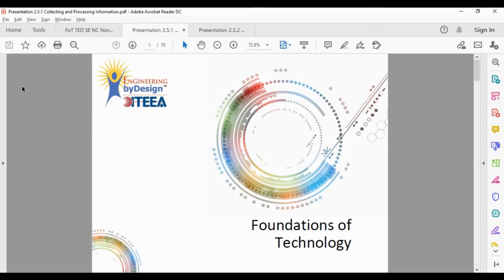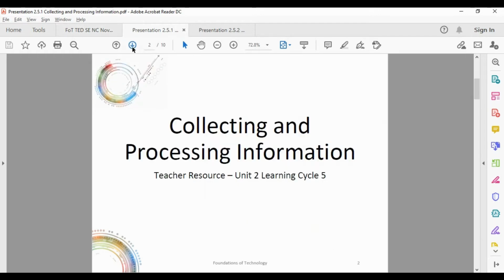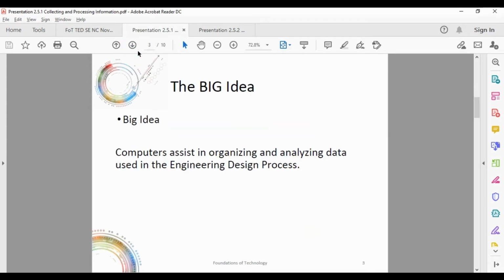So this is not a statistics class, so I'm not going to go into the data a whole bunch. This is just more of can you calculate it and how do you calculate it sort of thing. So let's get started on this. So we're still talking about collecting and processing information, and that we can use computers to do this, because data and looking at data is part of the engineering design process.